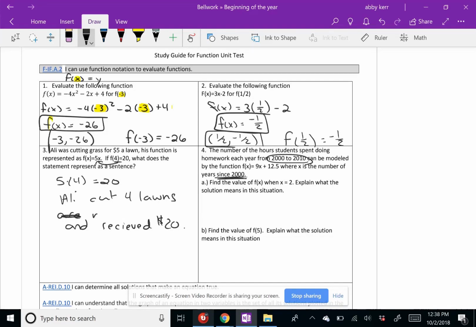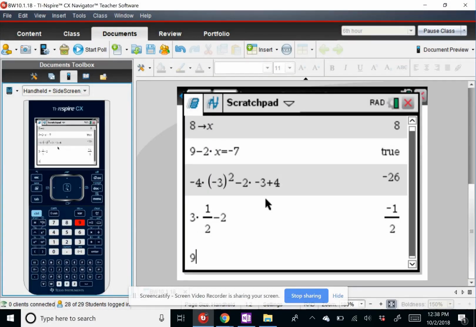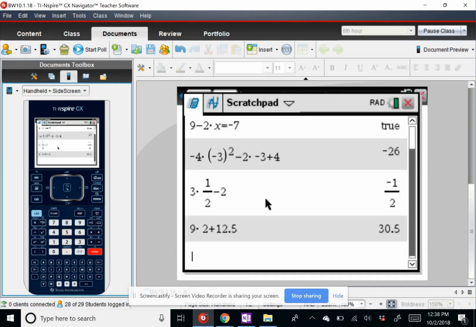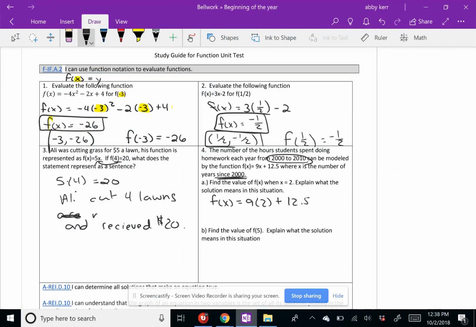So I'm saying x is 2. So you plug it in just like you did. So if you do that, 9 parentheses 2 plus 12.5, you're going to get 30.5. So what does that mean in the solution? They spent about 30.5 hours in 2002 doing homework.